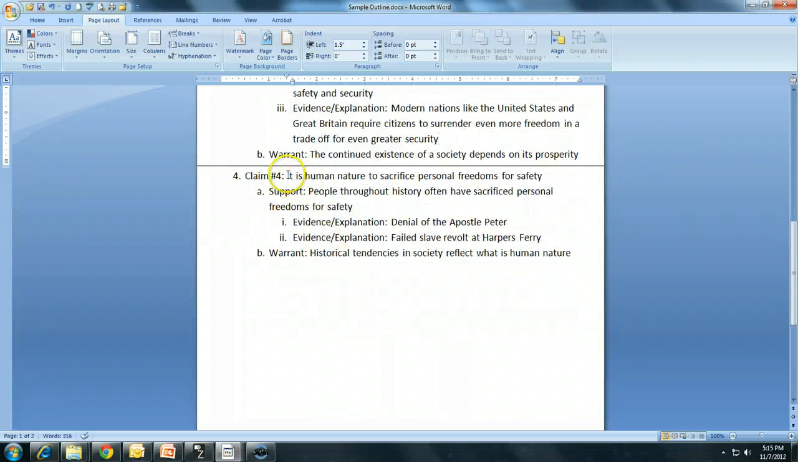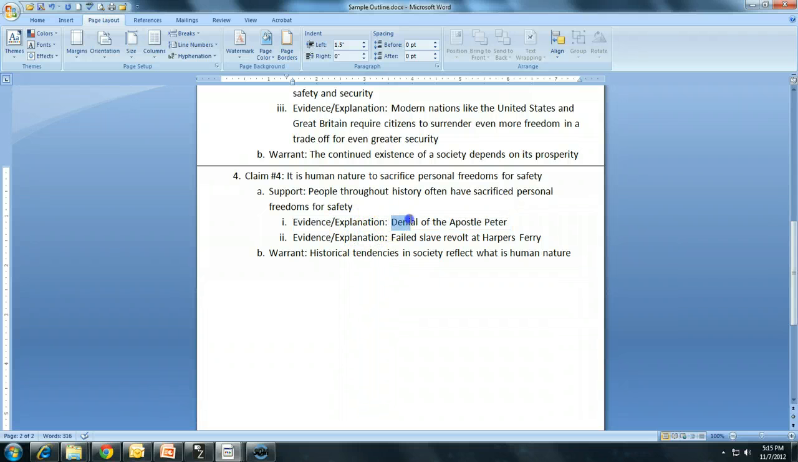Finally, my last claim. This one I use the most specific evidence. My last claim says that it is human nature to sacrifice personal freedoms for safety, and my logical support is that people throughout history often have sacrificed personal freedom for safety. And I want to do a couple of different things. I want to have a breadth of evidence. Just one of these would work, but this pairing works really well.